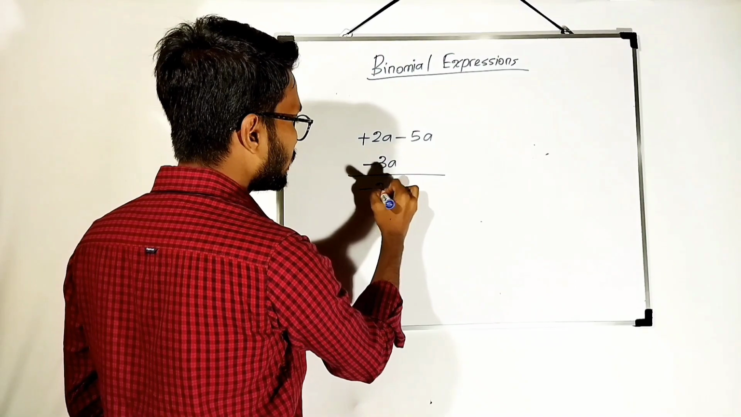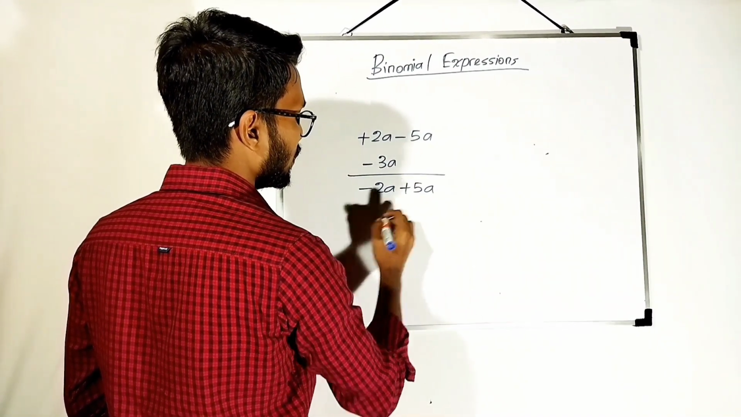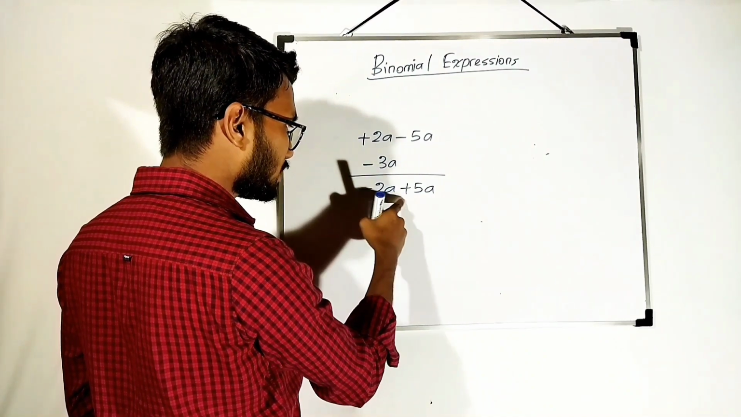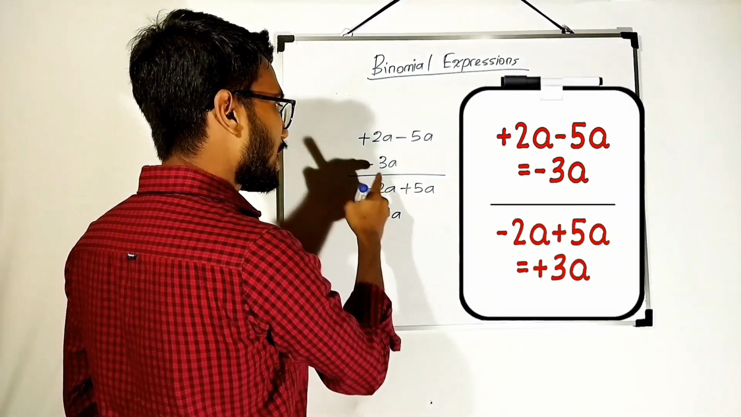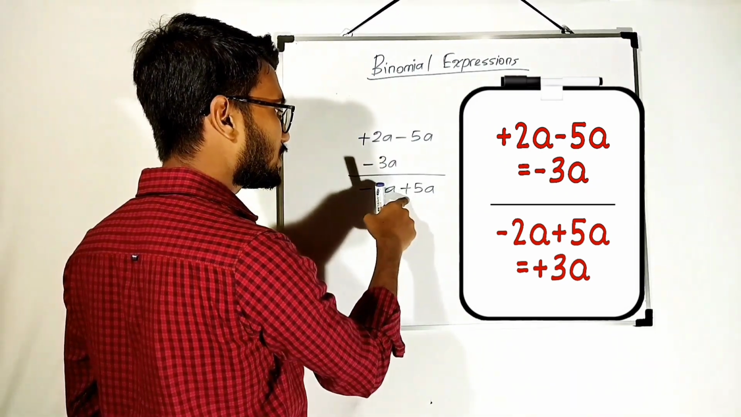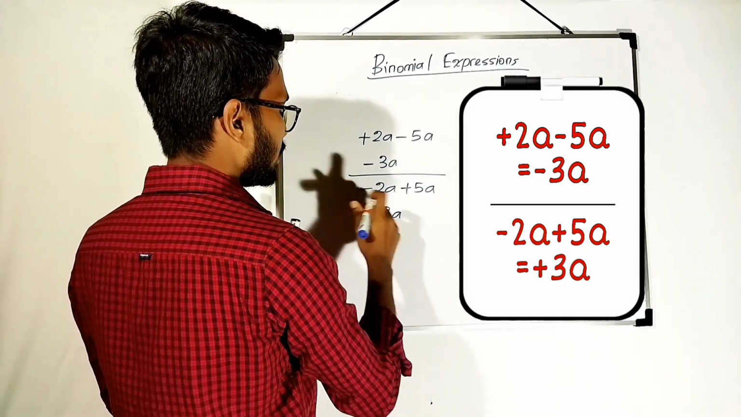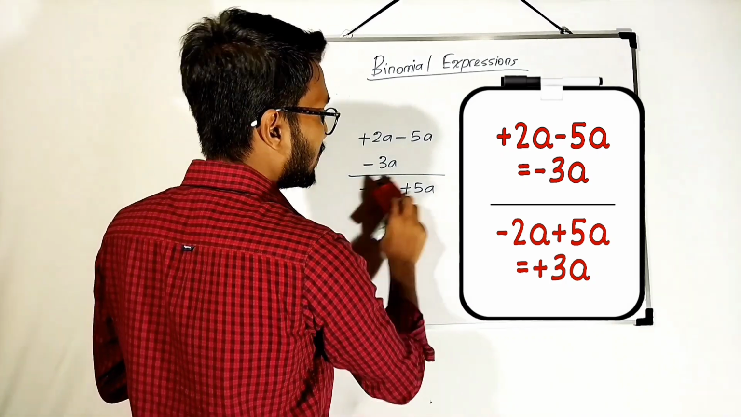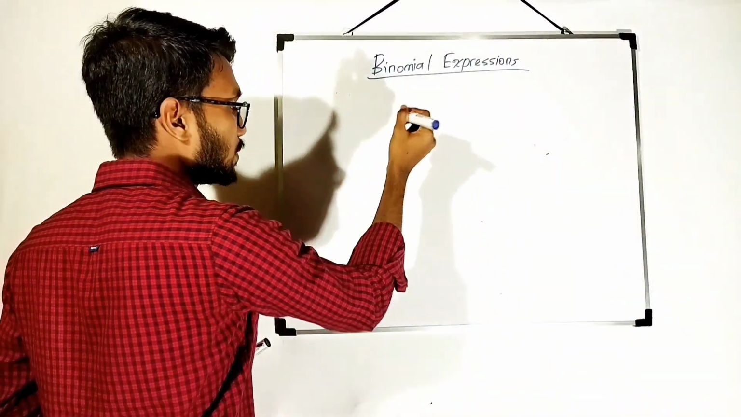Then minus 2a and plus 5a. Now here also the symbols are different, so we need to find the difference, that is 3a, right? And what is the symbol? Plus, because the largest number's symbol is plus. Remember this, right? These things are very important. After that I'll explain some examples with x plus.